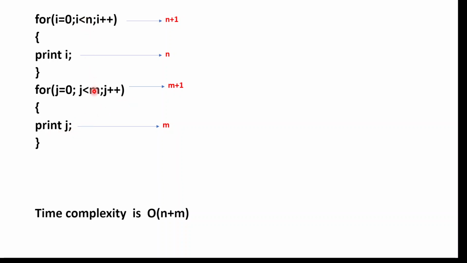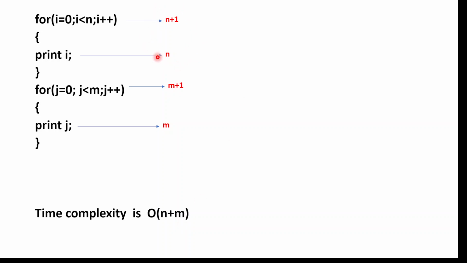n need not be the same as m. n and m are input variables, the size of the input. n can be different from m. So here this particular statement is getting executed n plus 1 times and the statement within it is getting executed n times. Whereas j equal to 0, j less than m, j plus plus is getting executed m plus 1 times and the statement within it is getting executed m times. So the time complexity can be represented as order of n plus m.